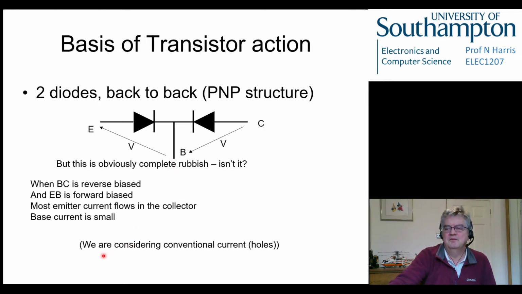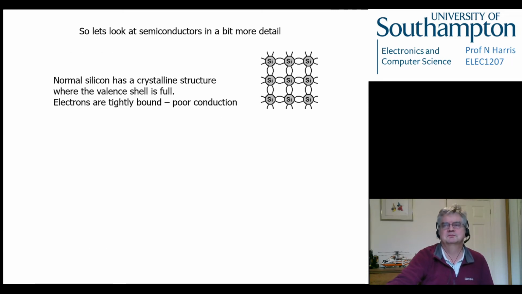Now, there's a little note at the bottom here. We are considering conventional current, and in brackets, holes. And so we have to think about what is a current. Normally a positive current implies the electrons are flowing in the opposite direction, if you remember back to your physics. It gets a bit confusing for a little bit, but after that it's all fine and we can forget all about it. So just bear that in mind at the moment.